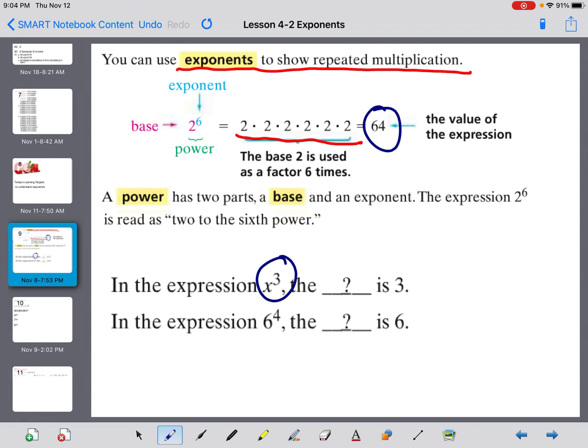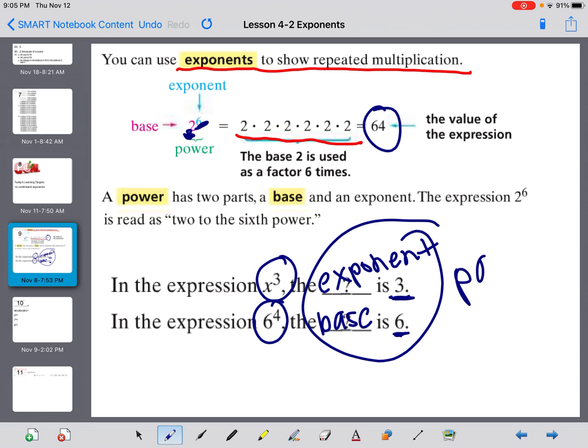So if I'm looking at x to the 3rd power, the blank is 3. Oh, the exponent is 3. If I'm looking at 6 to the 4th power, the blank is 6. Oh, that's the base. So they have different names. The exponent, the base, and if you put those two together, you get a power. Who needs to pause and write down?